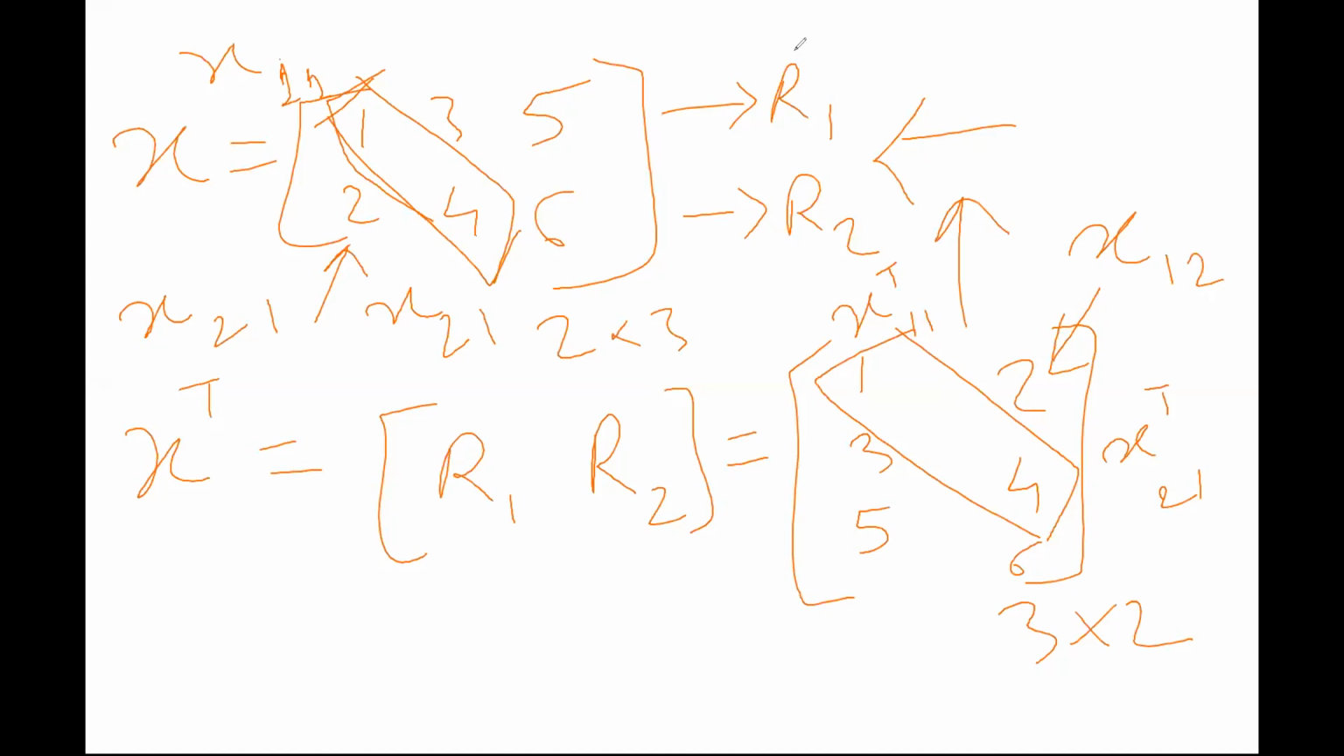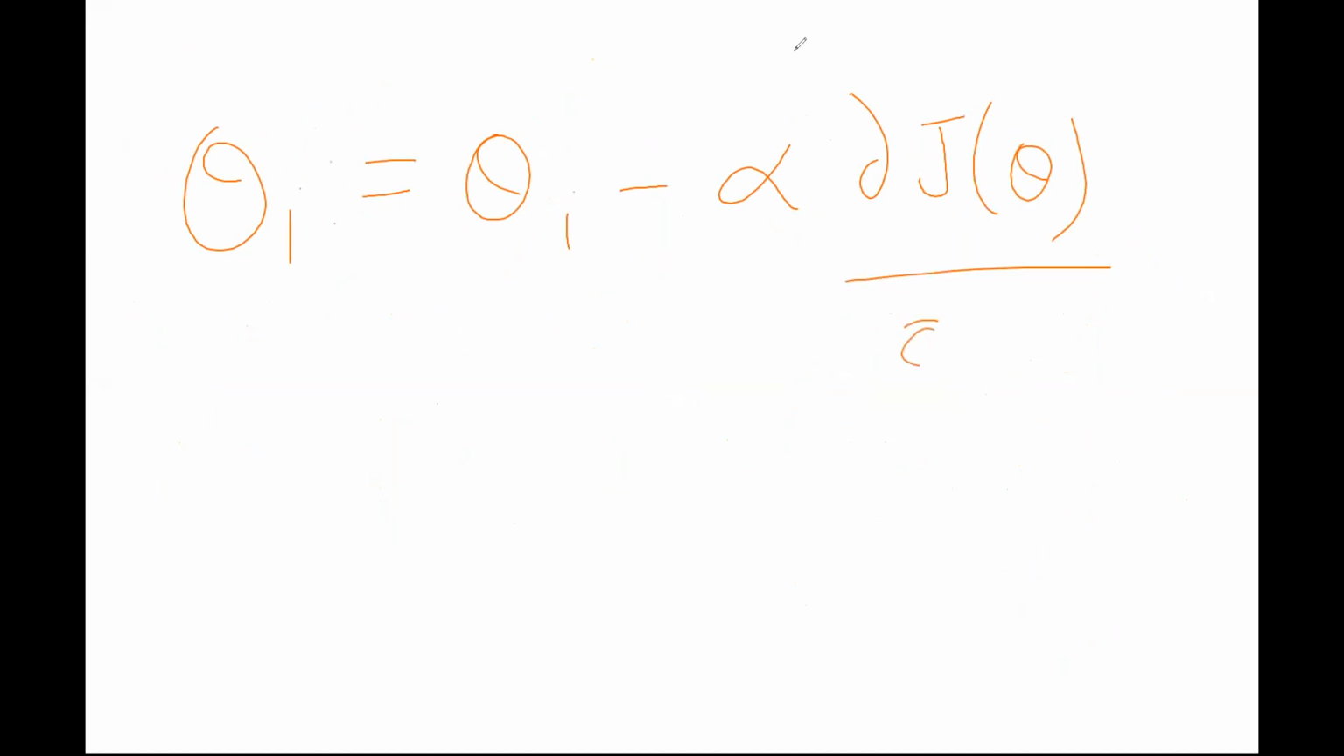Just for the revision, I will write the equation. In gradient descent, what we do, we take theta of i and we update it with this rule: theta i, which is the previous iteration, minus alpha times the partial derivative of the cost function J(theta) with respect to theta. And we run it again and again, and similarly we update this theta value with this rule.